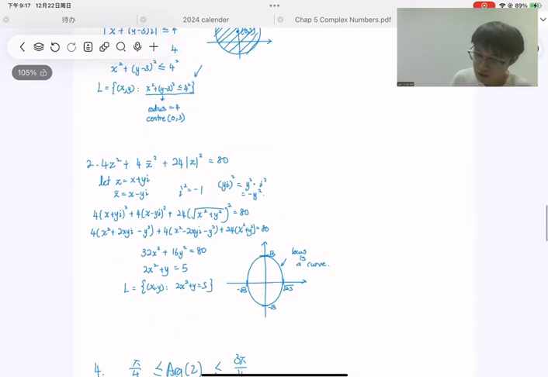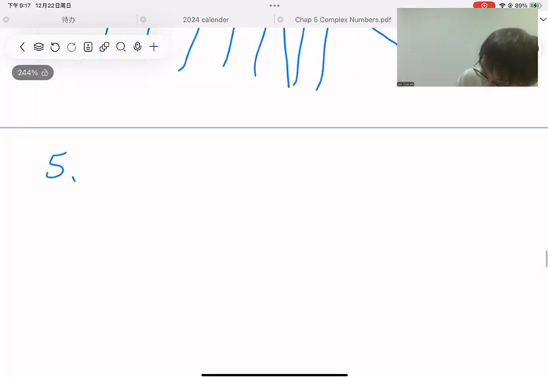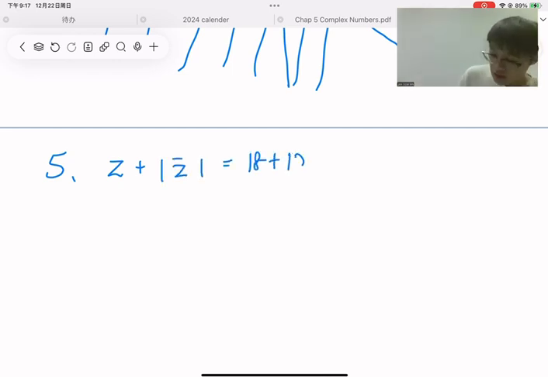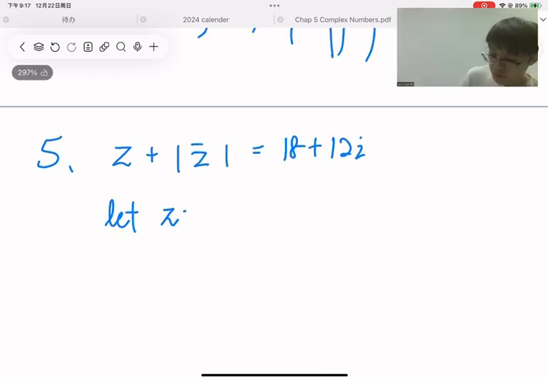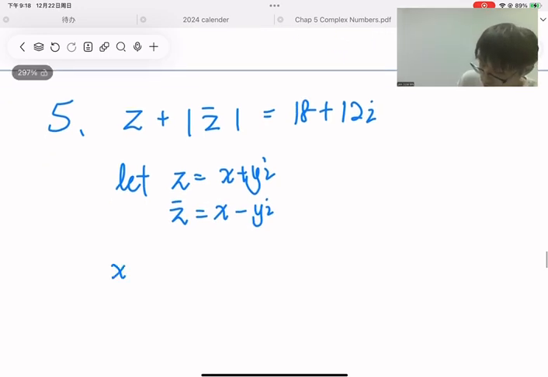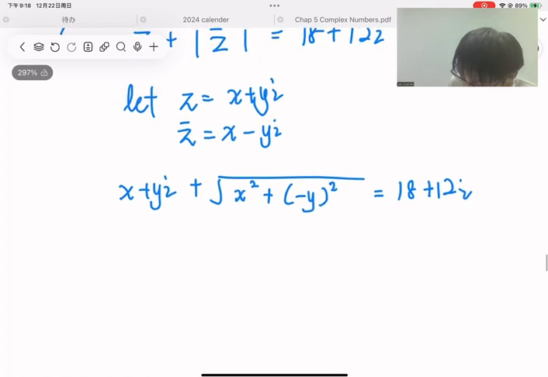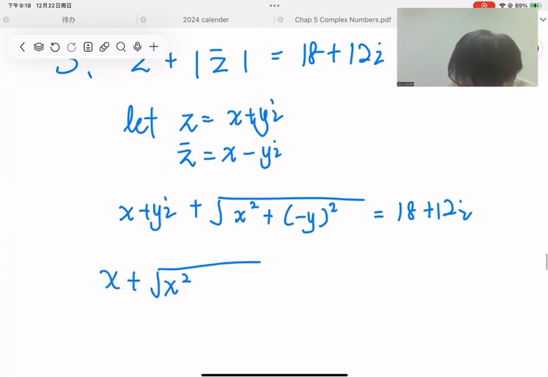And we go to the last question. z plus the modulus of conjugate z is equal to 18 plus 12i. So let z equal to x plus yi, so the conjugate z is equal to x minus yi. Substituting, x plus yi plus the square root of x squared plus (negative y) squared equals 18 plus 12i. So x plus the square root of x squared plus y squared, plus yi, is equal to 18 plus 12i.